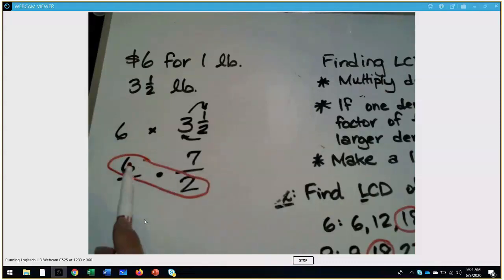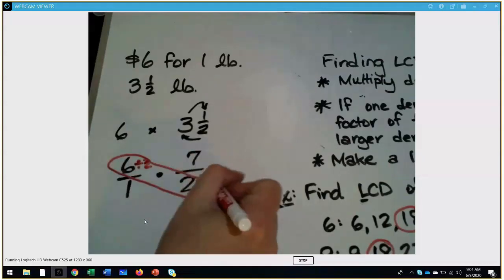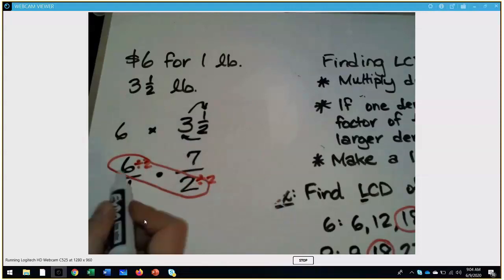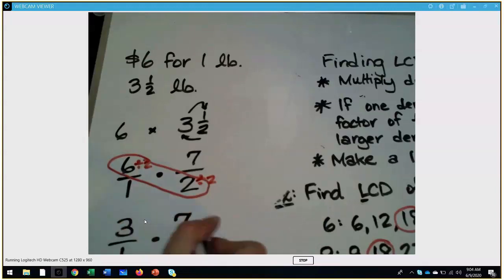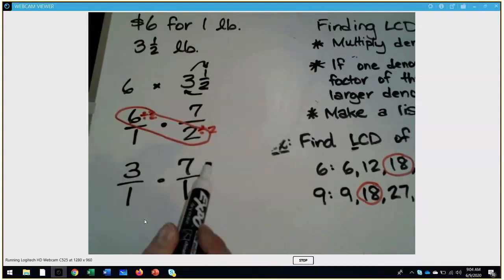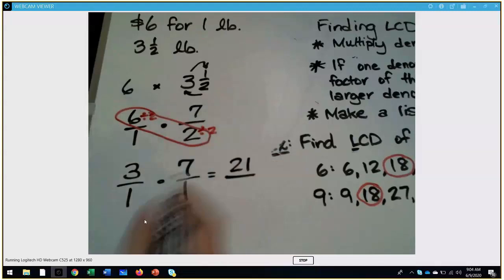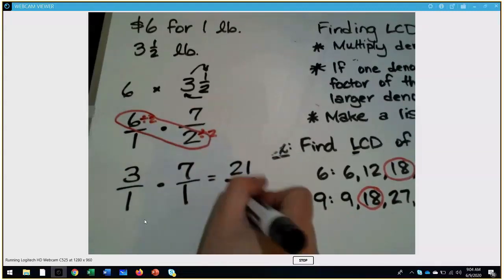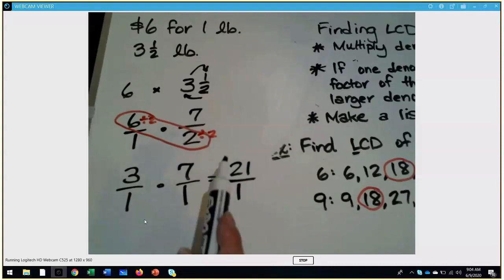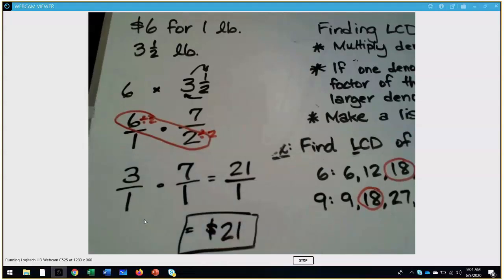This is when I'm allowed to do it, when I'm multiplying. So I'm going to divide these both by 2. So 6 divided by 2 is 3. And 2 divided by 2 is 1. Next, I go straight across. So numerator times numerator, denominator times denominator. I'm going to reduce it if I can. And that's done.